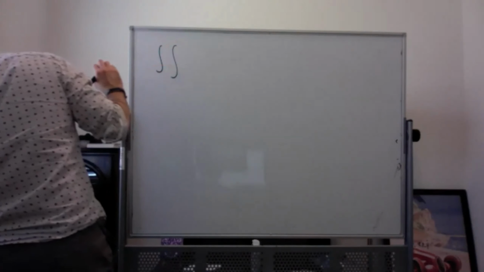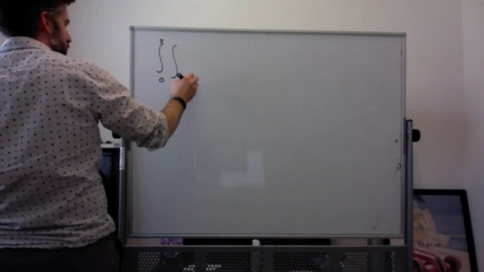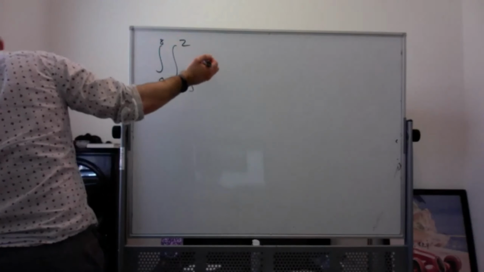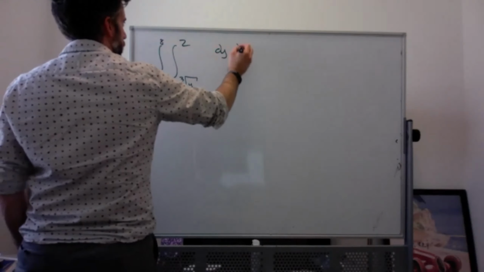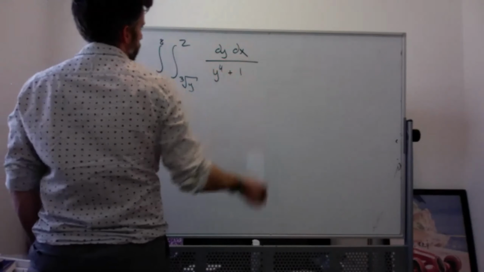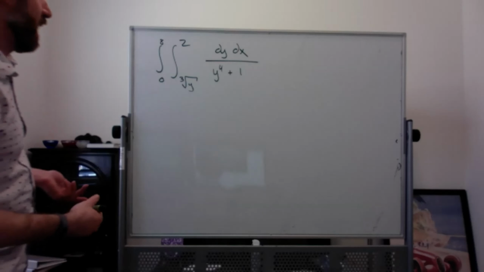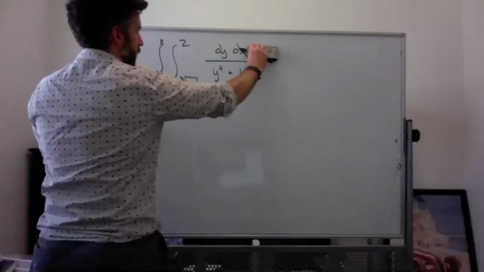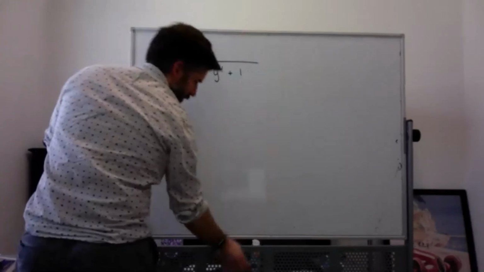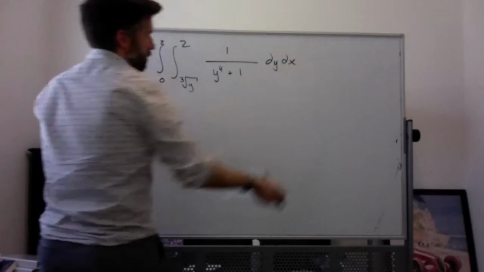I don't think we did this one. Let's look at this. Just the integral from 0 to 8, and then from the cube root of y to 2 of dy dx over y to the 4th plus 1. Just written kind of weird. This is from another textbook I have. I would probably rewrite it as the integral of 1 over y to the 4th plus 1 dy dx.